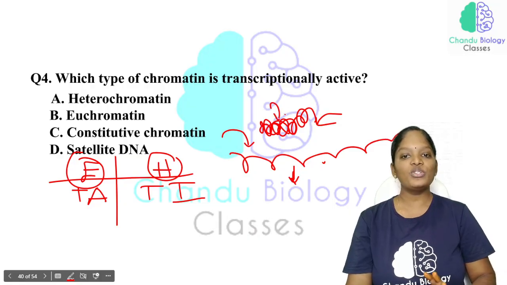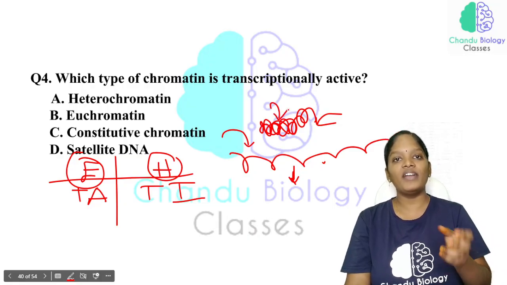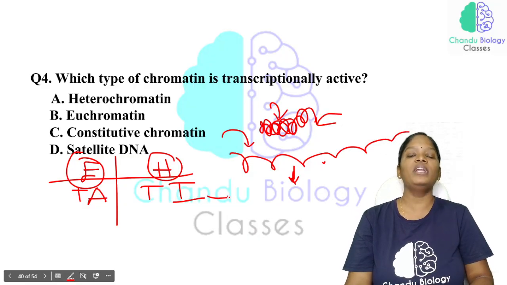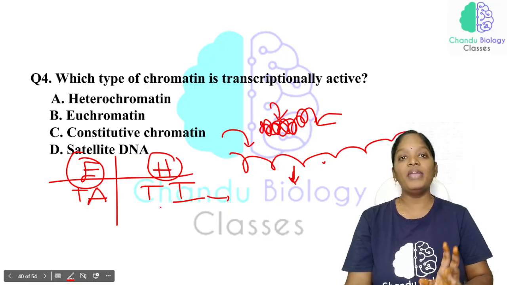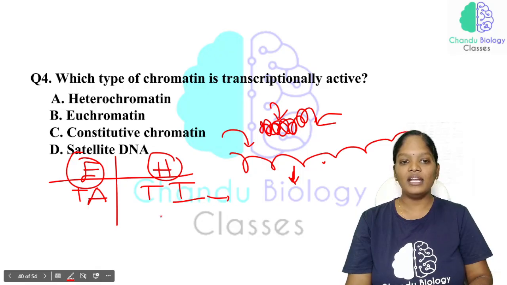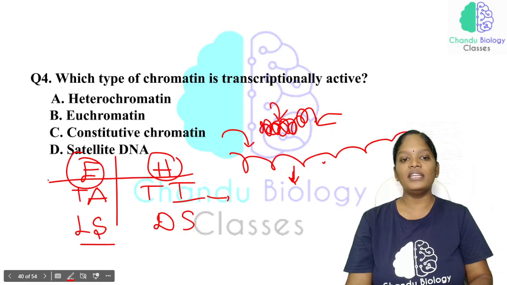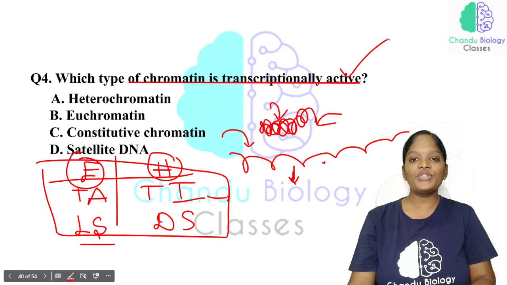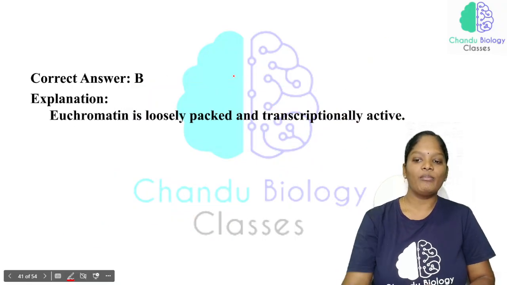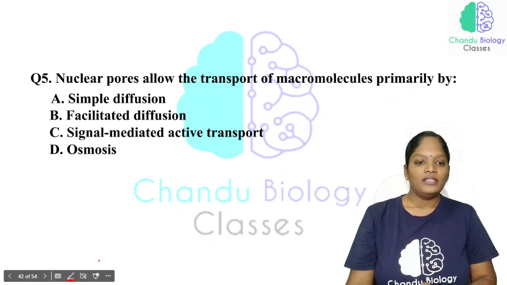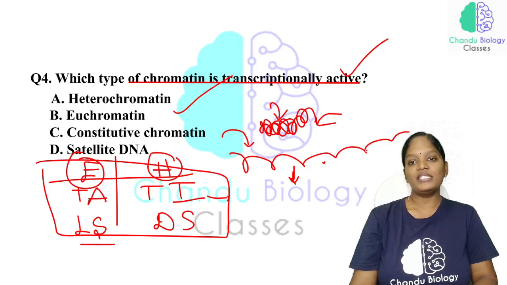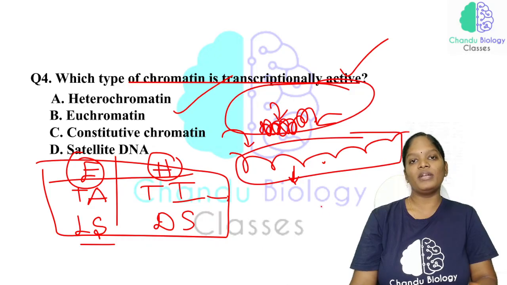But here it is not clearly visible, so RNA polymerase can't find the promoter region, so it can't bind, so protein synthesis is not taking place. That is what transcriptionally inactive means. Based on the stain, heterochromatin will be darkly stained and euchromatin is lightly stained. So this is the major area where we can expect a question. Which type of chromatin is transcriptionally active? That is obviously the euchromatin. Also, euchromatin is loosely packed and heterochromatin is tightly packed.